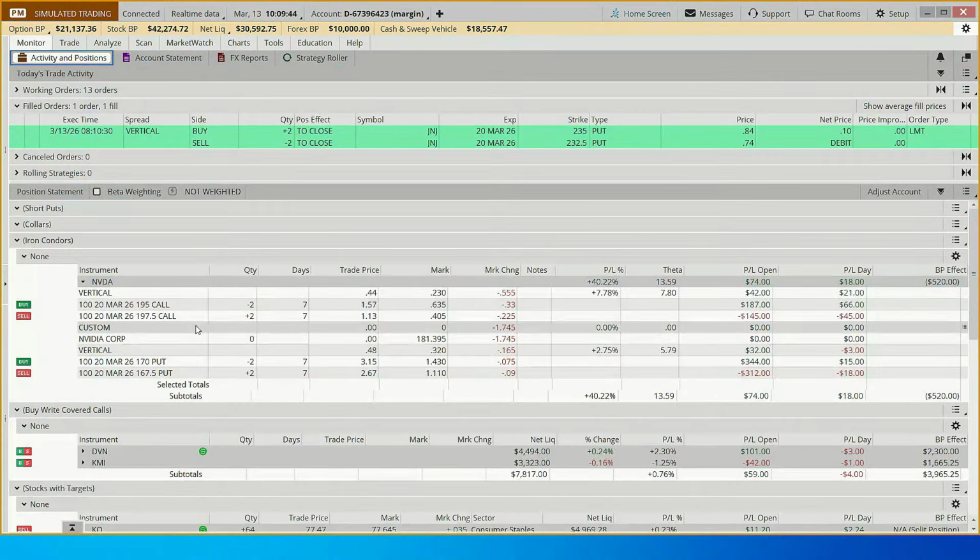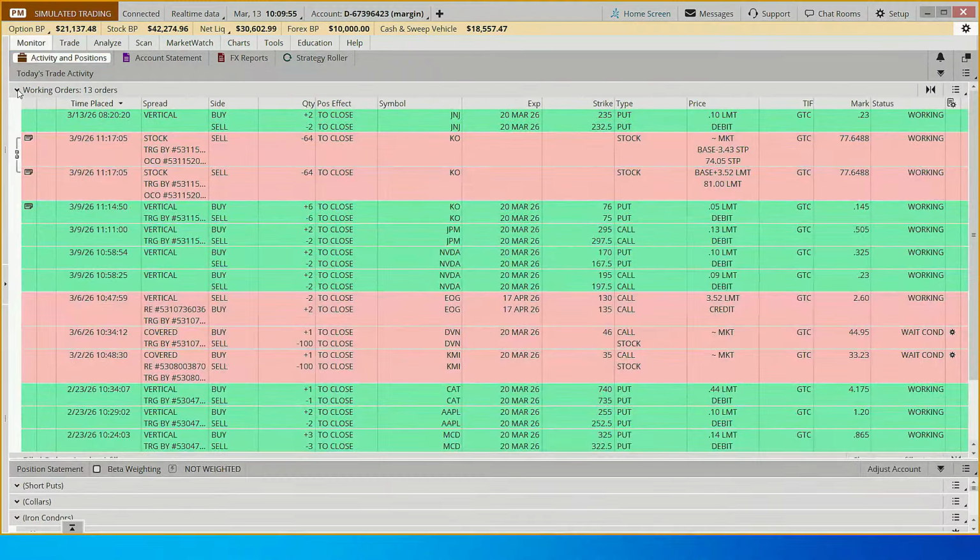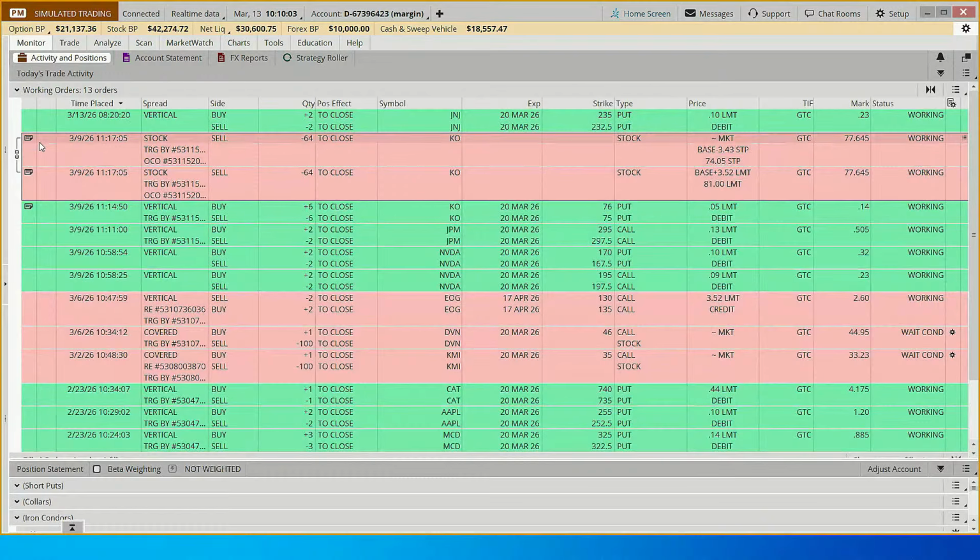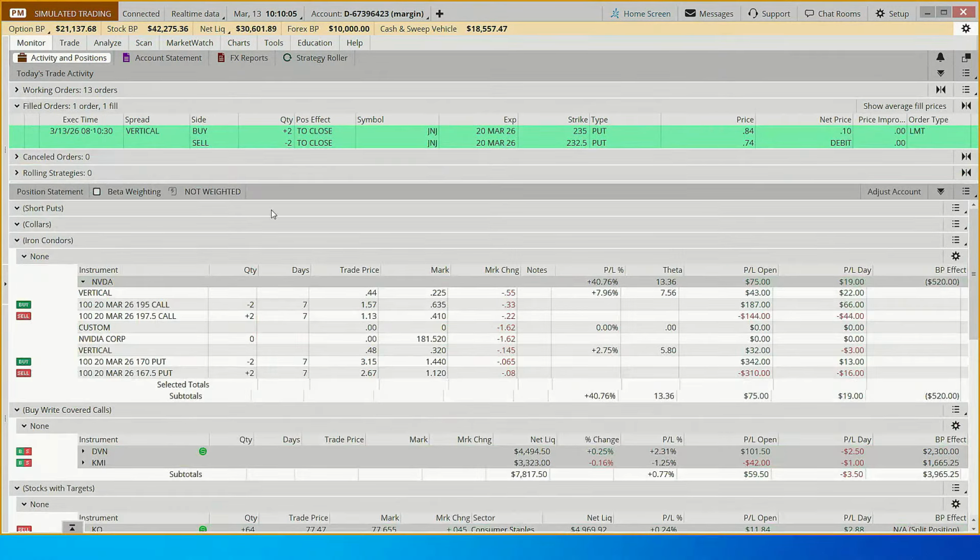And then I went in afterwards and put in an exit and said, when we've got 80% of our max gain, I would like to exit this position. So if we look at Nvidia, we put in an exit at 10 cents on the short put vertical, 9 cents on the short call vertical. So we're willing to leg out of the trade. Okay.